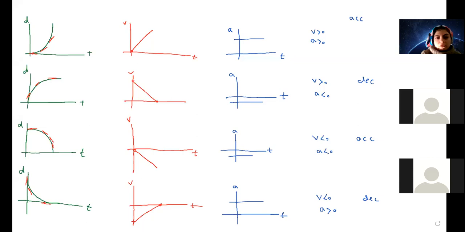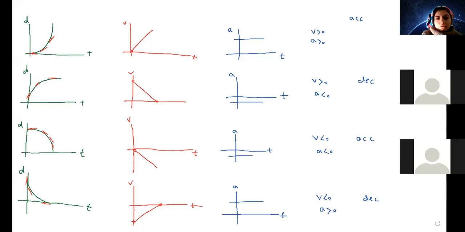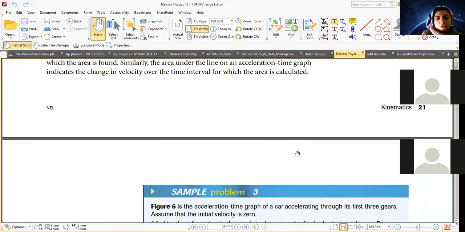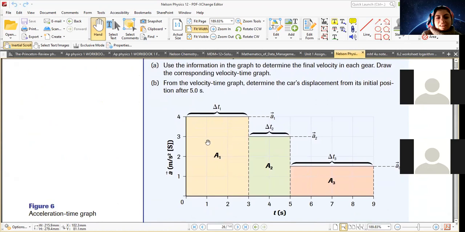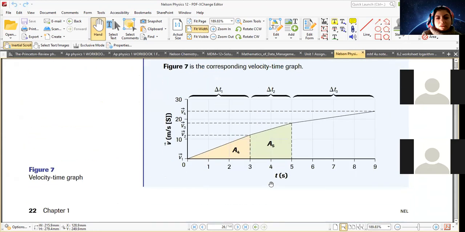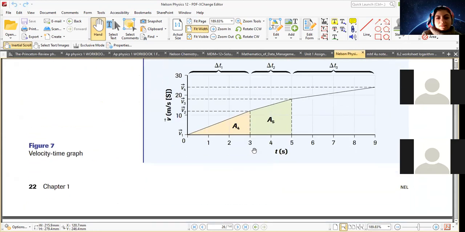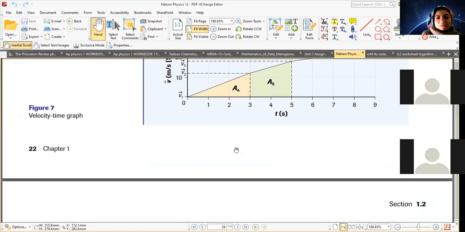So here I'm going to go to the textbook again. There you go, we did talk about that. The area under the acceleration-time graph is velocity. The area under the velocity-time graph will give you the displacement.